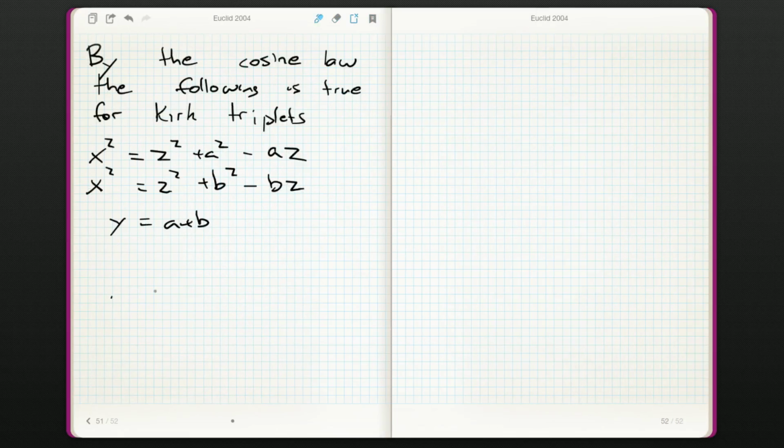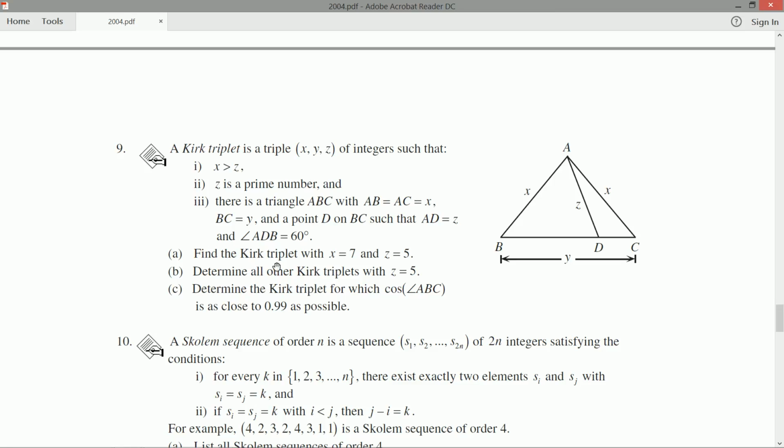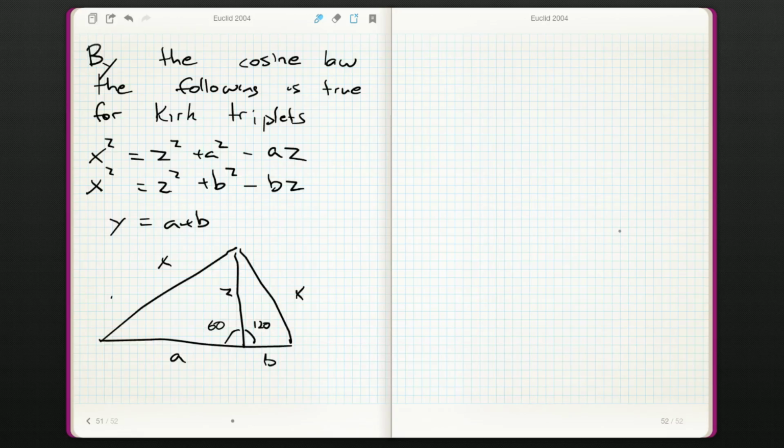Y is equal to a plus b, and we're looking at this picture right here. 120, 60. We noted this last time, but it bears repeating, because we're going to make use of it now, subtracting these x squareds from one another. And I think this might be useful in whatever they're cooking. What are they cooking up for us in C? Determine the Kirk triplet for which cosine of ABC, so this guy over here, is as close to 0.99 as possible. That seems unpleasant and seems like I'm going to have to grab my calculator.